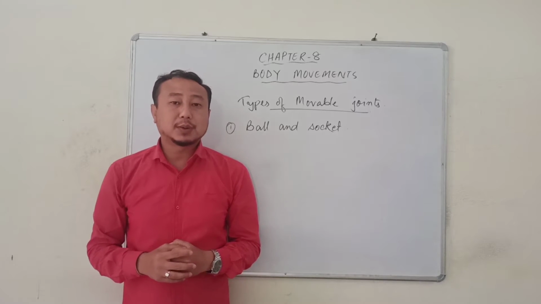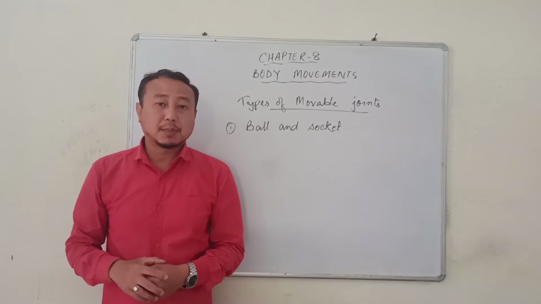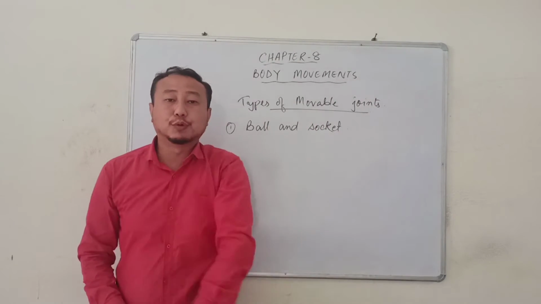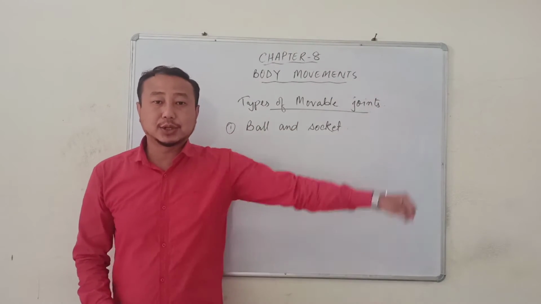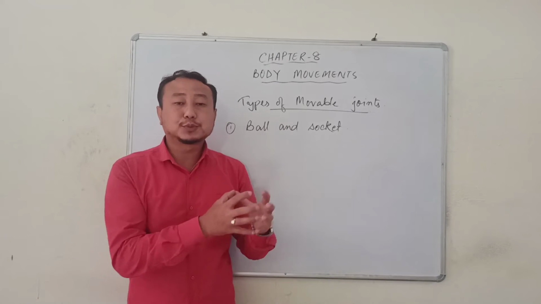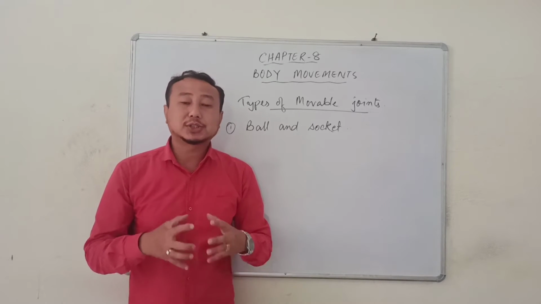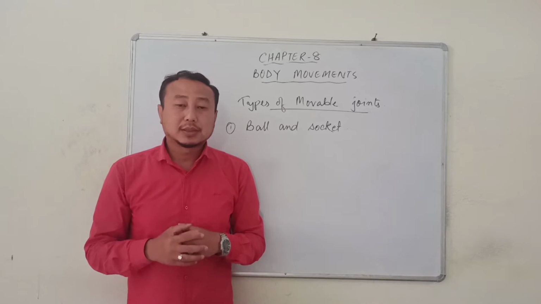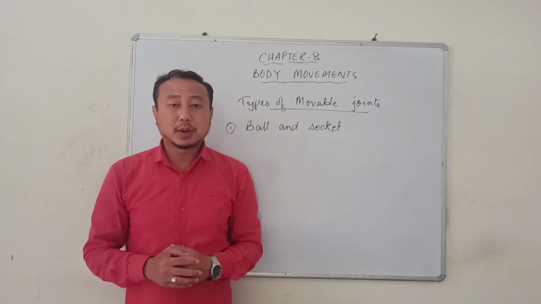These joints are generally present in the shoulder and the hip, because of which we are able to move our hand in any direction whichever we want. So this ball and socket joint is a type of joint which allows the movement of body parts in all directions. Now let us see the second type of movable joint.